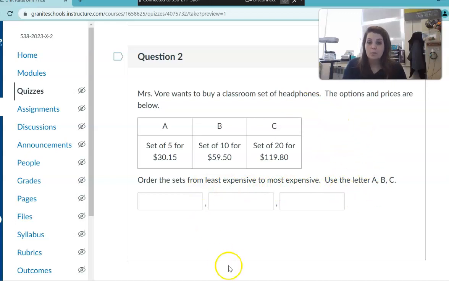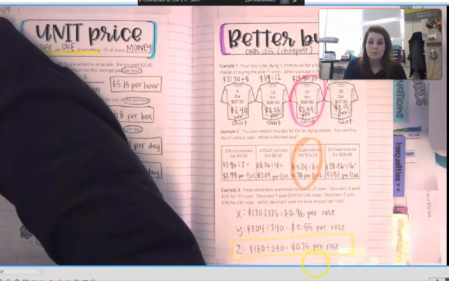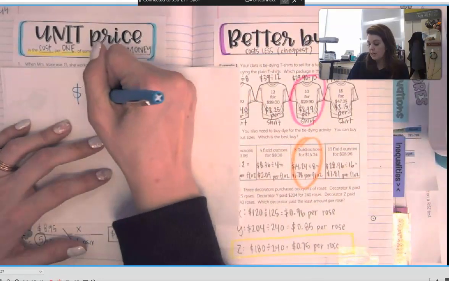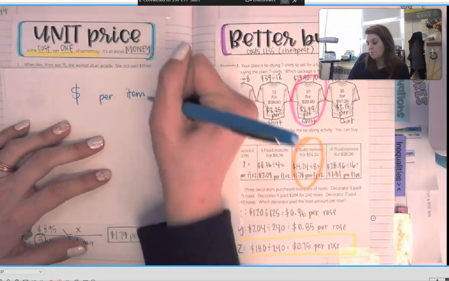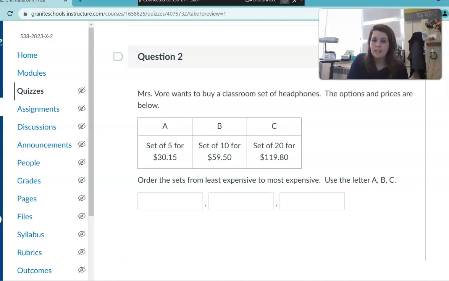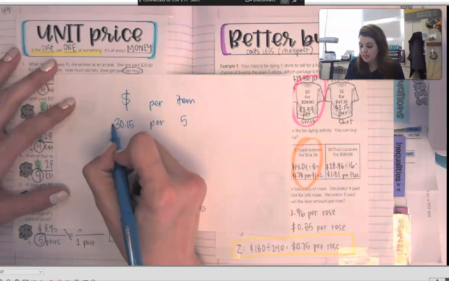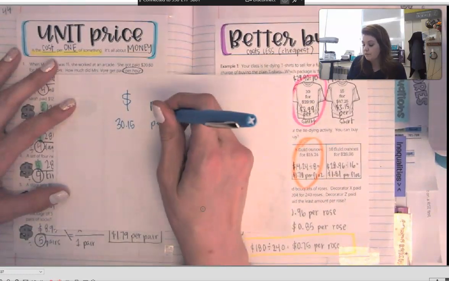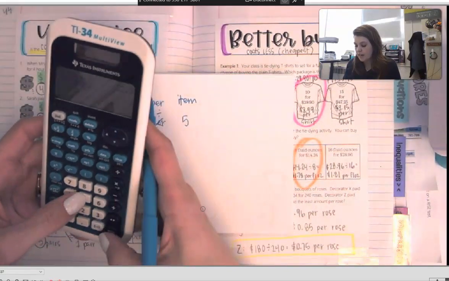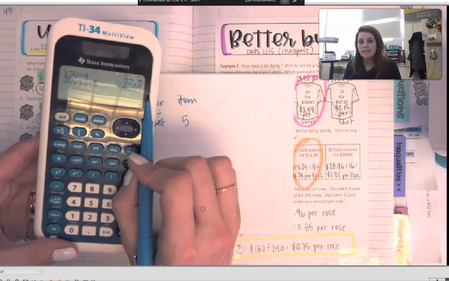So this is a unit price problem, and anytime we have a unit price problem, we are looking at the amount of money per item, money per item. So in this first one, what we would be writing down is that we spent $30.15 per 5 items. And just like on the last problem, you're going to take $30.15 and divide it by 5. So if I take $30.15 and divide it by 5, I get $6.03.